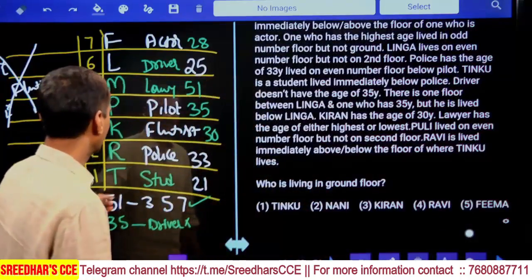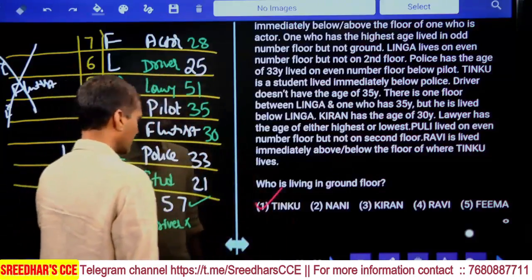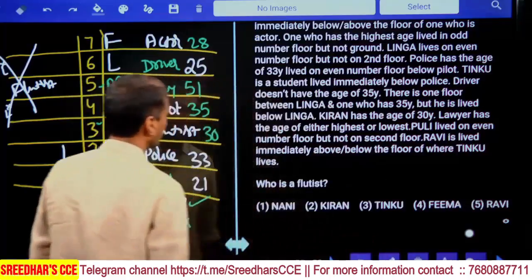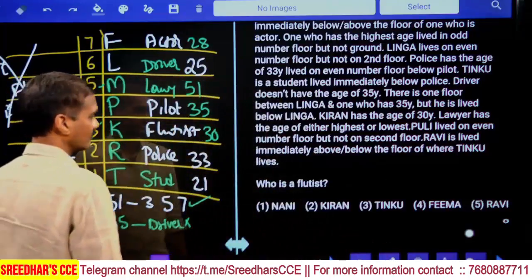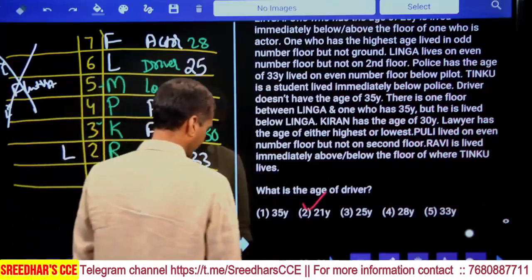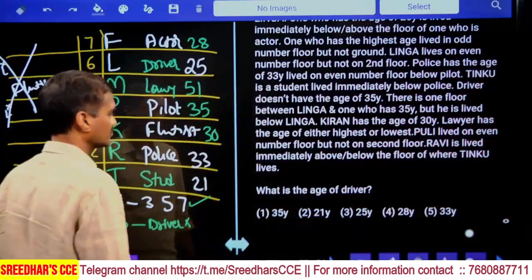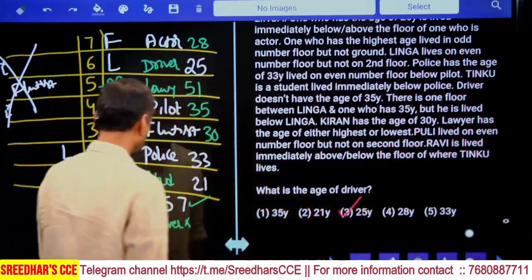Now this is about question number 13 onwards. Who is living on the ground floor? Tinku is living on the ground floor. That is choice 1, question number 13. Then the 14th one: who is a flutist? Kiran is the flutist. That is choice 2, question number 14. Then the 15th one: what is the age of the driver? Driver is 25 years of age. Choice 3, question number 15.